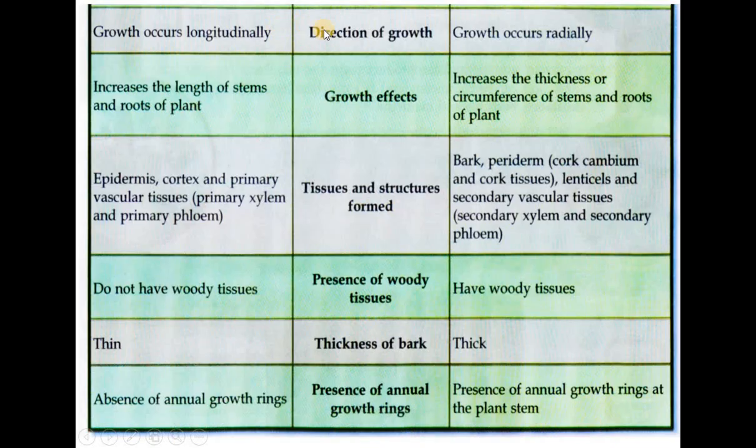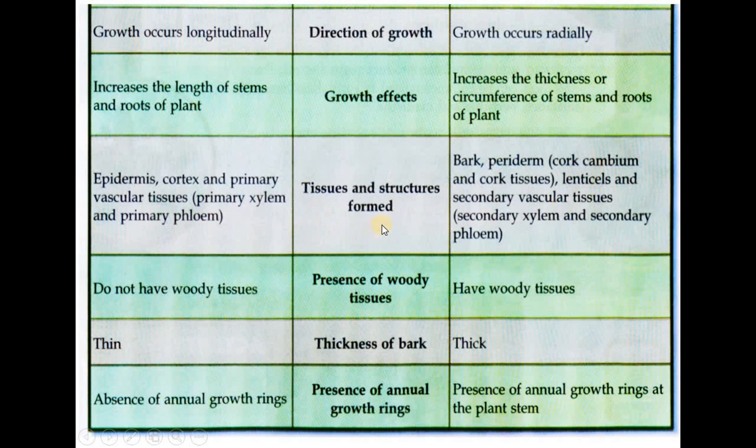Direction of growth. Primary growth occurs longitudinally or vertically, while in secondary growth, growth occurs radially. Radially means horizontally. The growth effect in primary growth is to increase the length of stem and roots of the plant, while in secondary growth, it increases the thickness or circumference of stem and roots.